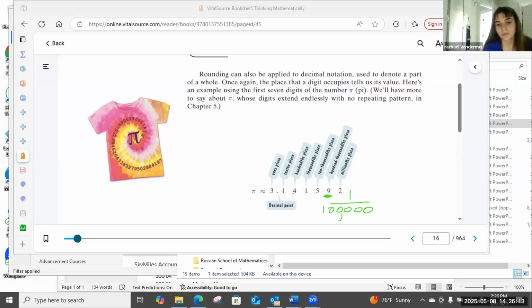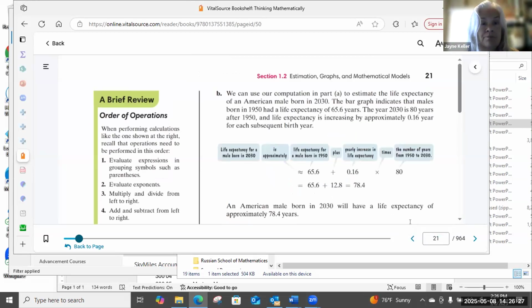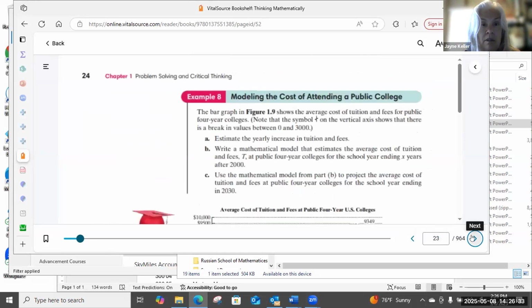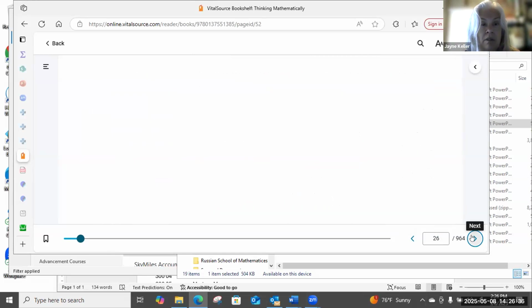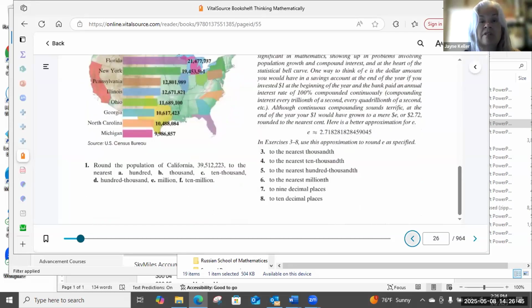Okay, so back to our question. I think that was probably on about page 21-ish. No, back one more. Okay, so here's our beautiful number. We were rounding to the nearest 100,000. Is that what we said? No, we said 10,000. Let's do the 10,000th.